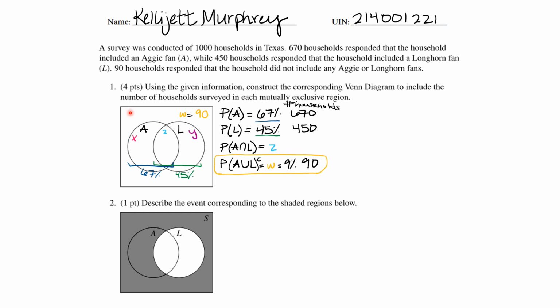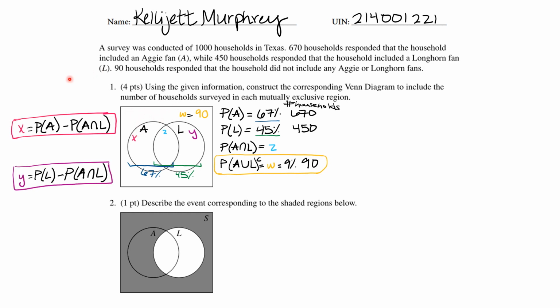The next step I would do is figure out the formulas I need to use to calculate the X, Z, and Y areas. Formulas I'm going to use are probability of A minus the probability of A and L. The probability of A and L is equal to the Z region, and so that'll result in the X value. Same thing for Y, the probability of L minus the probability of A and L, which is equal to the Z region. That'll give us the Y value.